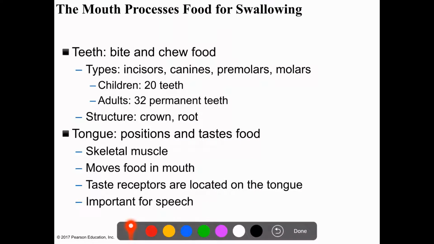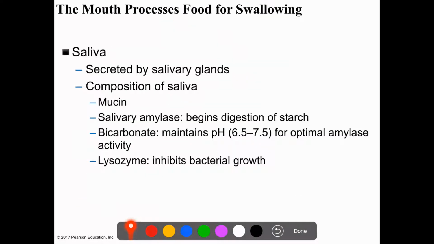Now let's see some of the organs along the GI tract. We will start with the teeth, and the teeth are responsible for biting and chewing the food. In children we have around 20 teeth. In adults we have 32 permanent teeth. Then we have the tongue, which positions and tastes the food. It is made of skeletal muscles and moves the food in the mouth. It has the taste receptors, and of course it's also important for speech.